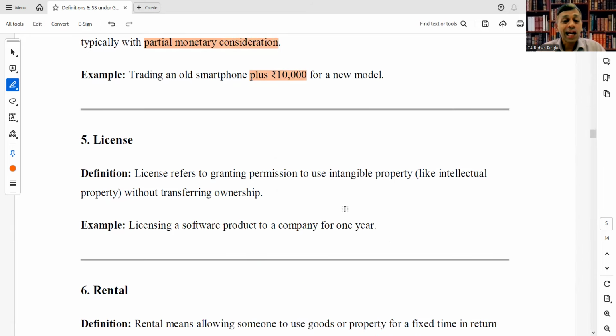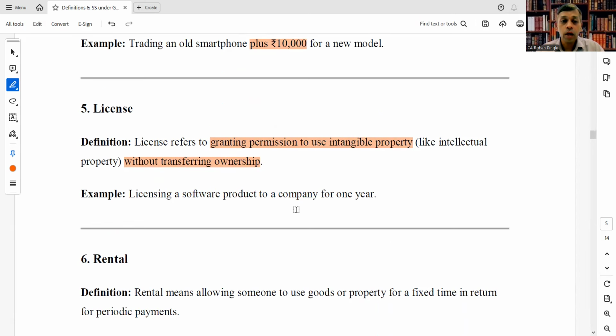License. Licensing refers to granting permission to use intangible property like intellectual property without transferring ownership. Example, licensing a software product to a company for 1 year.